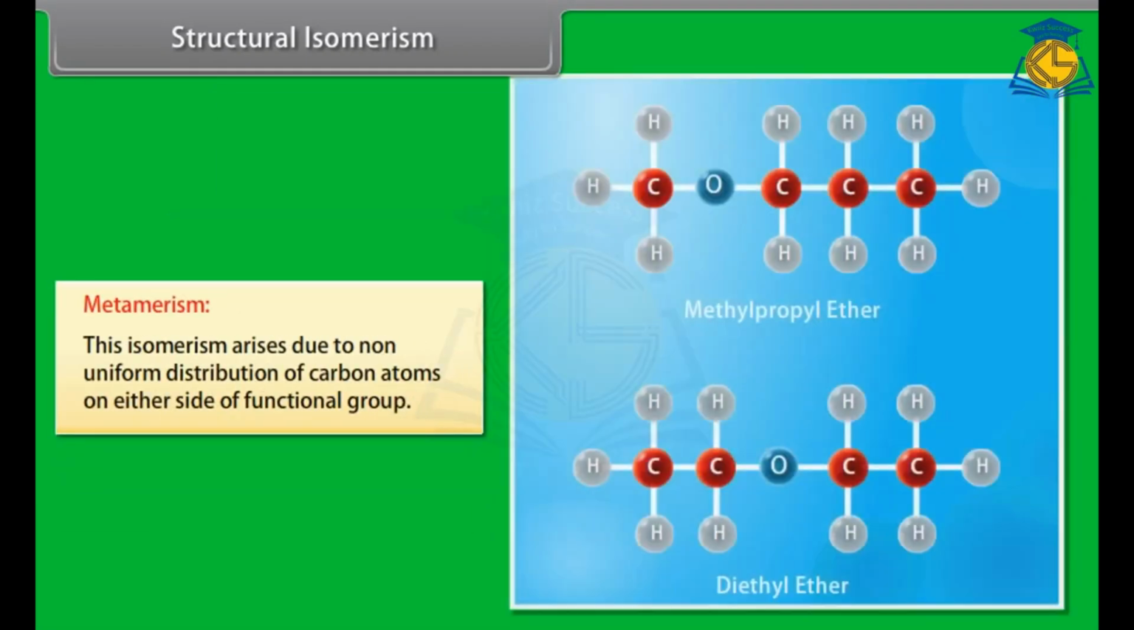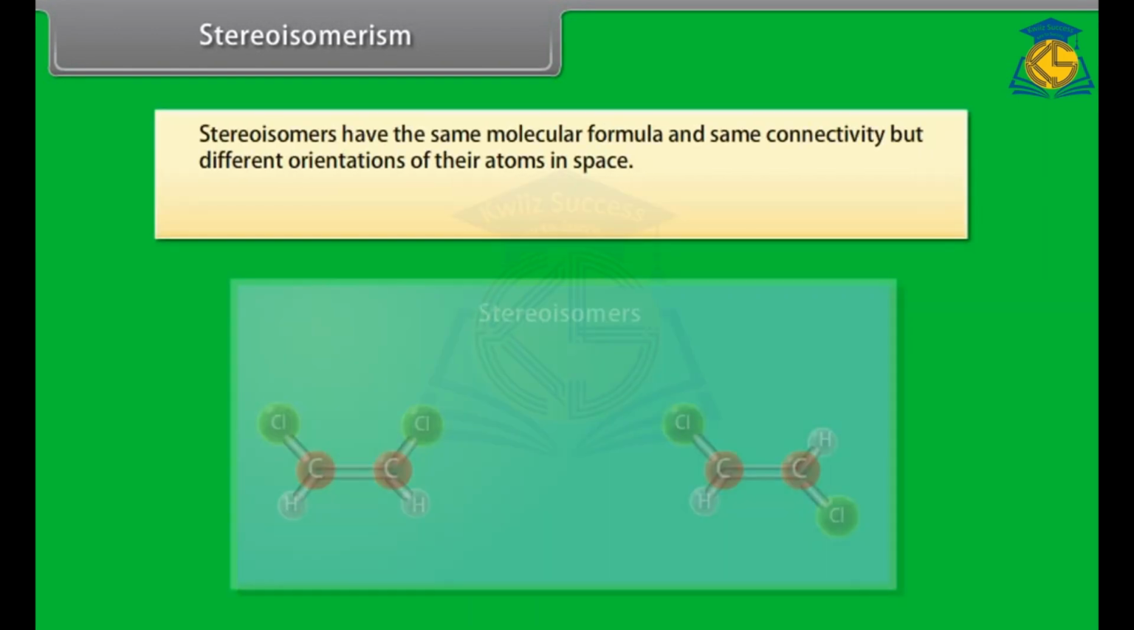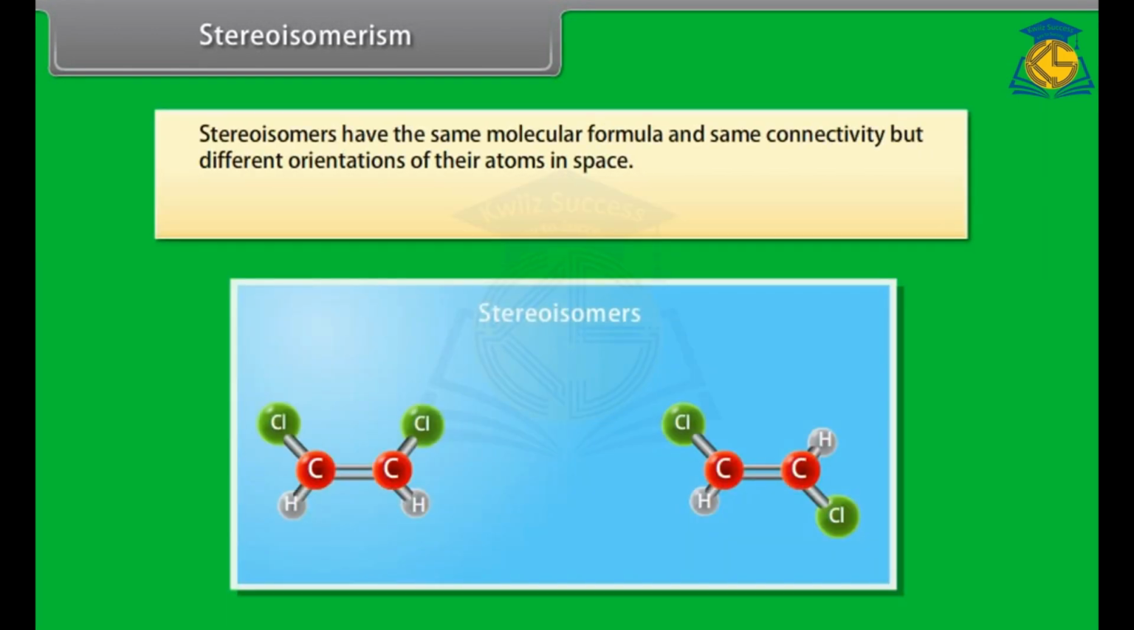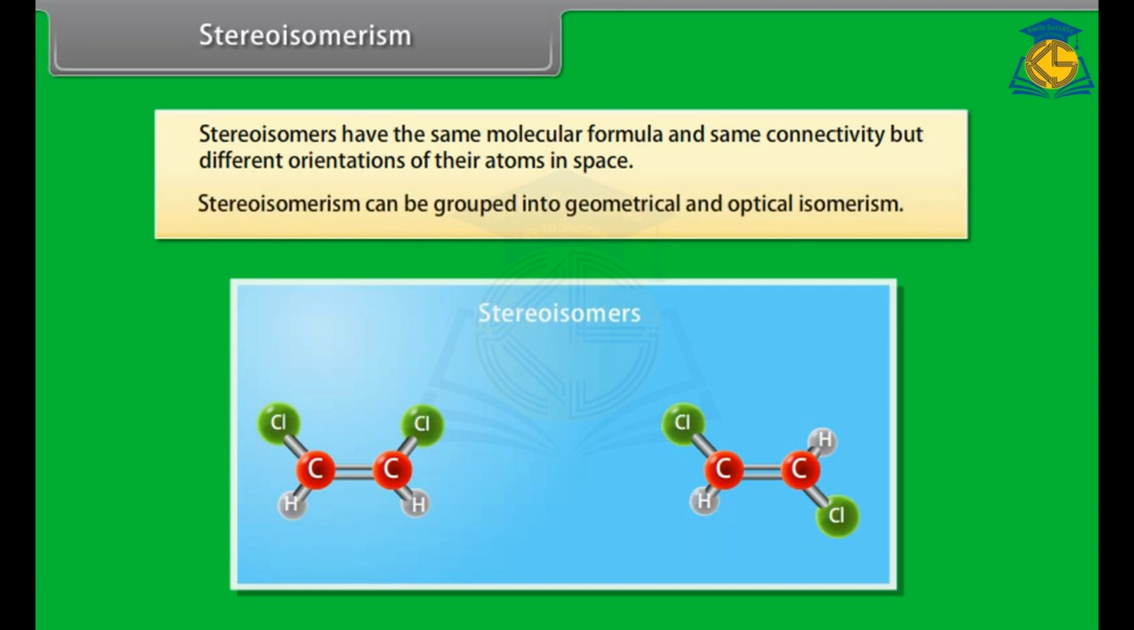Metamerism. This isomerism arises due to non-uniform distribution of carbon atoms on either side of functional group. For example, methyl propyl ether and diethyl ether. Stereoisomerism. Stereoisomers have the same molecular formula and same connectivity, but different orientations of their atoms in space. Stereoisomerism can be grouped into geometrical and optical isomerism.